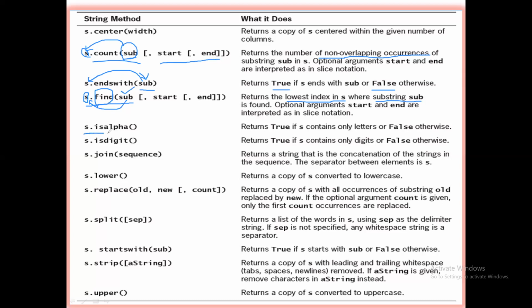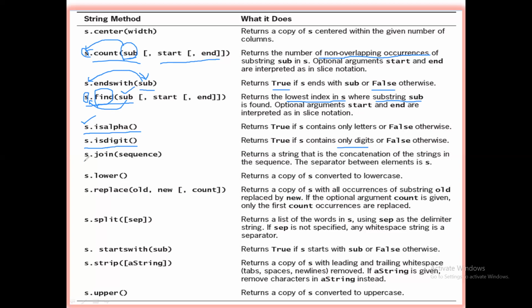The next method is isalpha, which is called on a string object. S dot isalpha returns true if the string contains alphabetic characters, either small alphabets or capital alphabets. If it contains alphabets, then it returns true. Otherwise, it returns false. Similarly, this method s dot isdigit returns true if the string contains digits. If it contains only digits, then it returns true. Otherwise, it returns false. Okay.